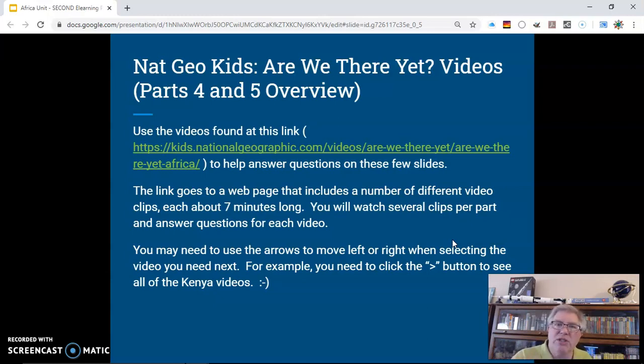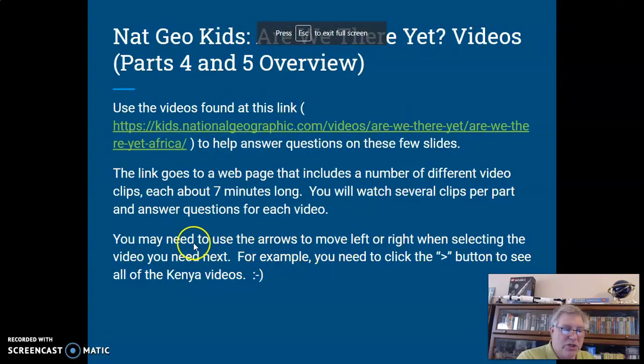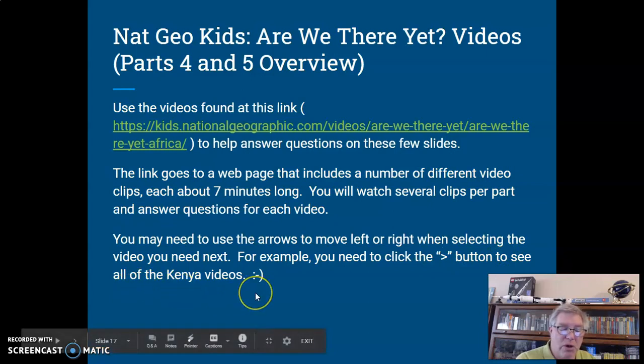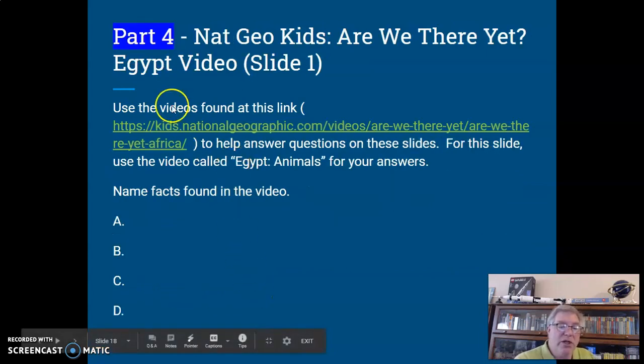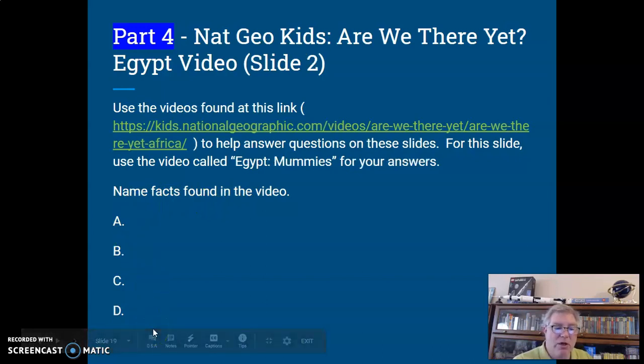You go out, you watch the video clip, then you find facts. It says you may need to use the arrow, as we talked about. For example, use that arrow button to move to see all the Kenya clips. For Egypt, the first one you're going to look at is the animals, and you look for a bunch of facts. So you go to the one that says Egypt animals, find a bunch of facts, type the facts up, then move on to the next one.